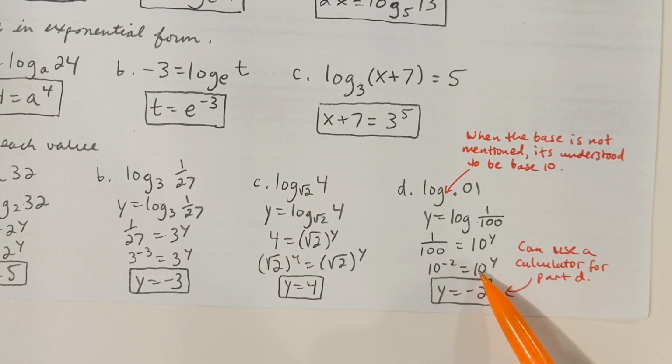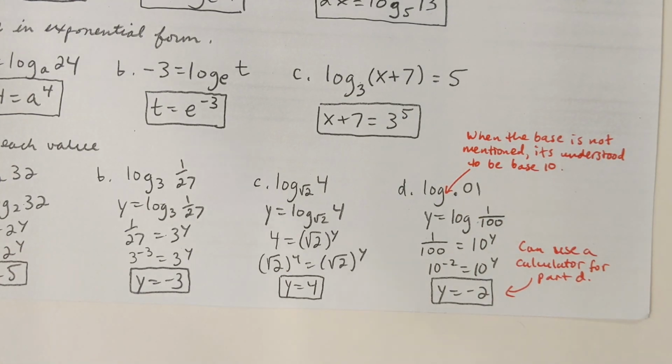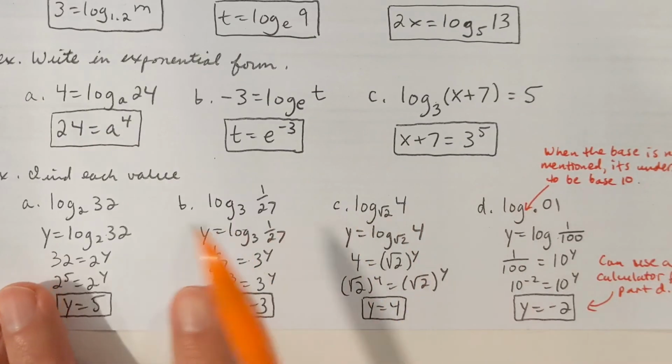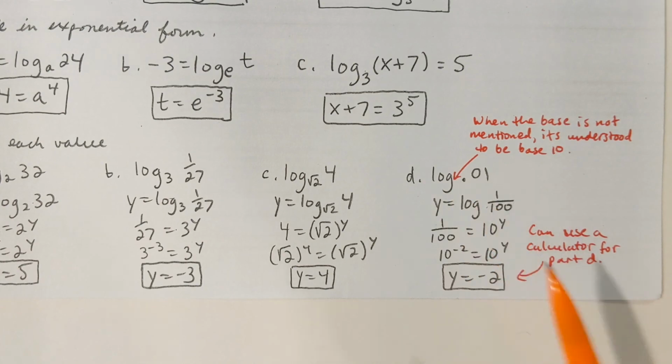Again, I'm trying to get the same base here, base 10. I've got that now, and so I can remove the 10s and set the powers as equal, so y is equal to negative 2. Now, I could have used my calculator in part D because most calculators have a log button on it. When you hit the log button, of course, you're working with base 10. There isn't like a log base 2 button and a log base 3 button and that, but there is a log base 10 button typically on most calculators. I suppose I could have used the calculator here, but I really didn't need to. Okay, I'll go ahead and stop here in the notes.